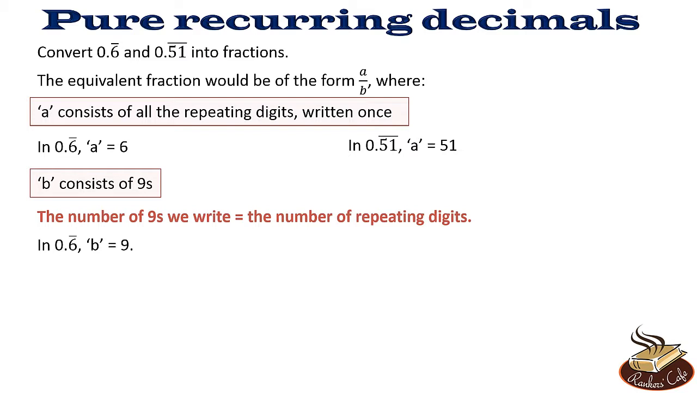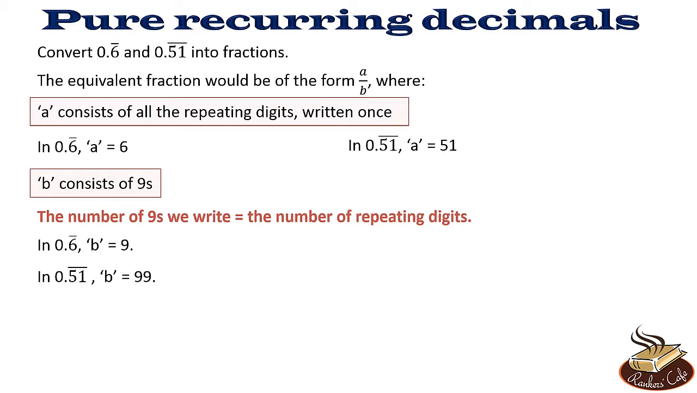That is, we just write 9 in the denominator. In the second example, we had two repeating digits. 5 and 1 were repeating. We had 0.51 bar. So 5, 1 were repeating. That is, two digits were repeating. So we write two 9s in the denominator, or we write 99 in the denominator. So in the first case, 0.6 bar is equal to 6 by 9 and 0.51 bar is equal to 51 by 99. Very easy, right?